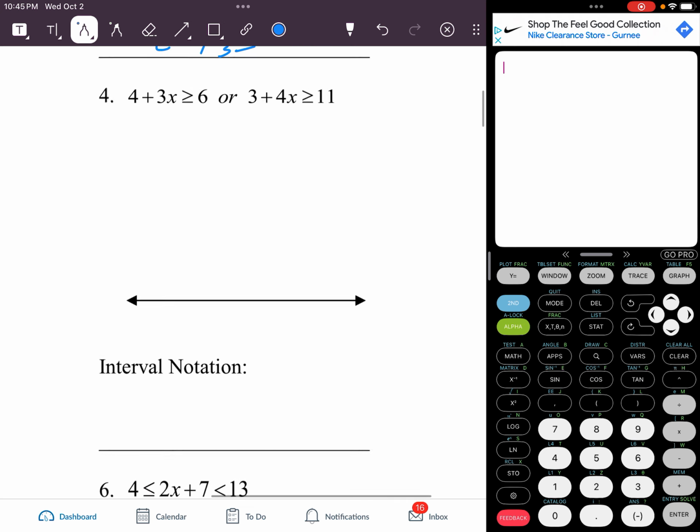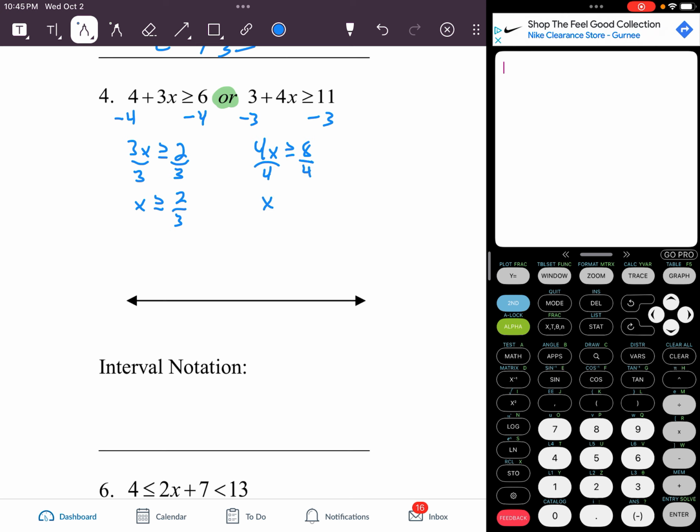Number 4. Again, we have an or. We're going to subtract 4 from both sides. So you get 3x greater than or equal to +2. Divide by 3. x will be greater than or equal to 2/3. Over here, we're going to subtract 3 from both sides. 4x is greater than or equal to 8. Divided by 4. x will be greater than or equal to 2.